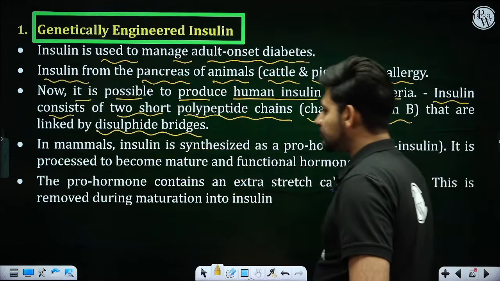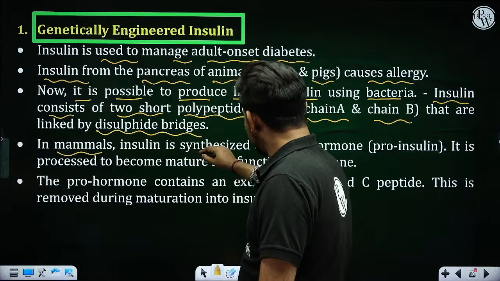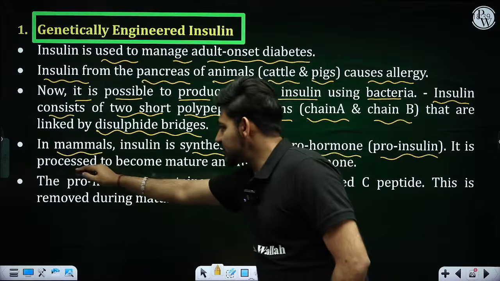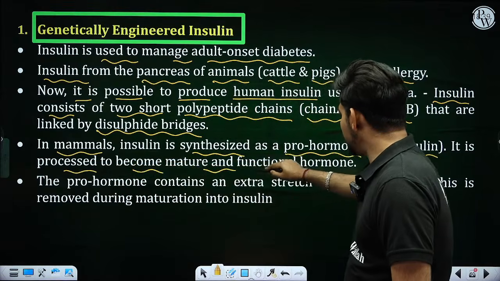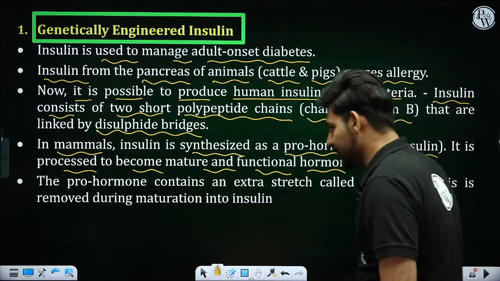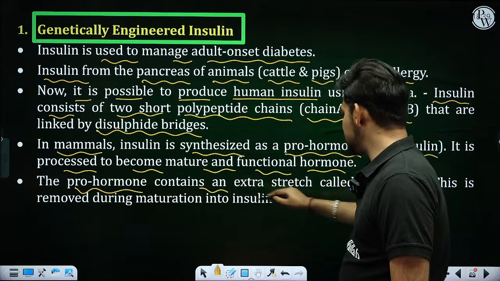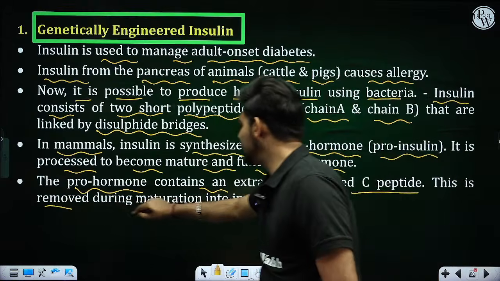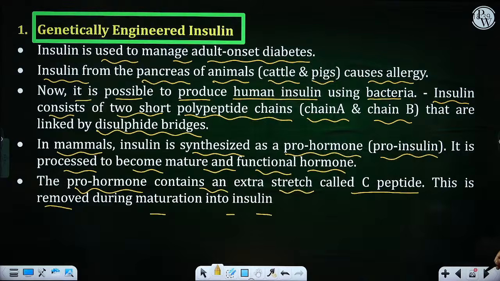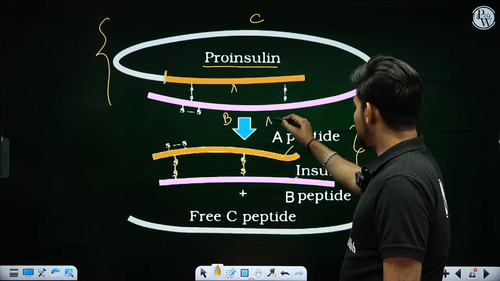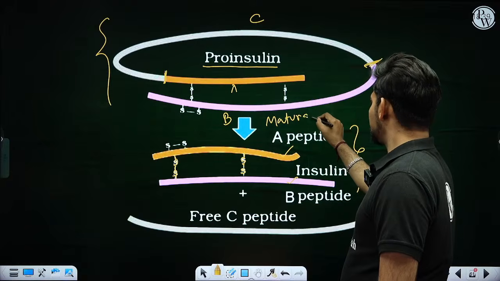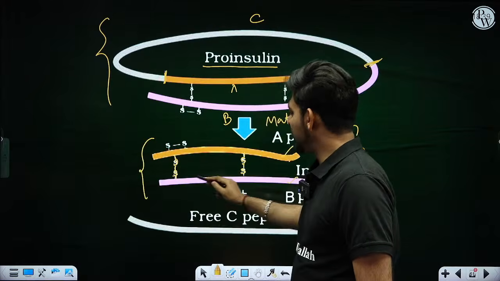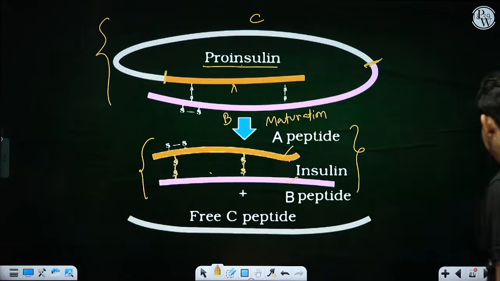In mammals, insulin is synthesized as a prohormone called proinsulin. It is processed to become a mature and functional hormone inside our body, and that prohormone contains an extra stretch called C peptide, which is removed during the maturation stage. This step is called maturation of insulin, when the active form of insulin is produced inside our body from proinsulin or inactivated insulin.